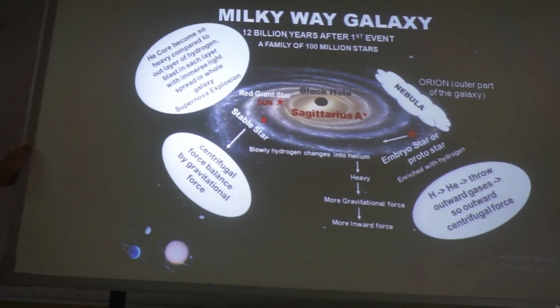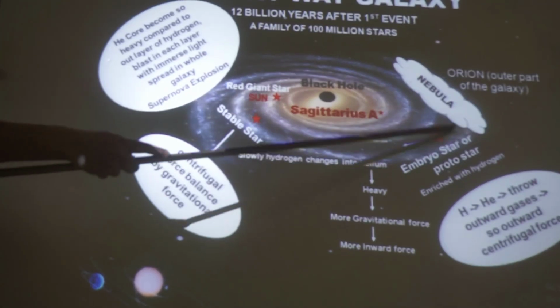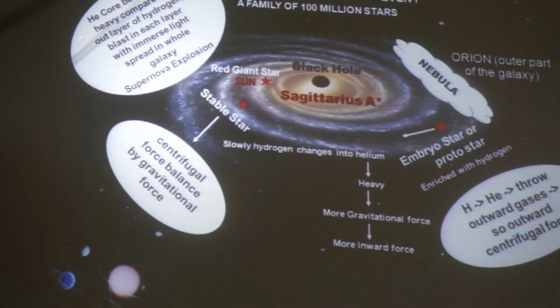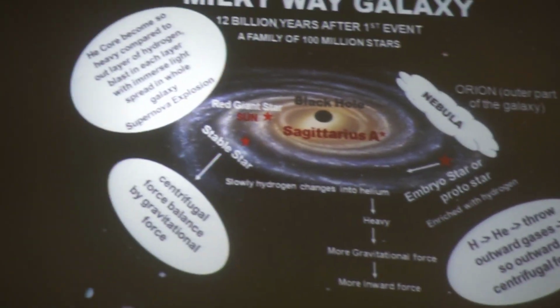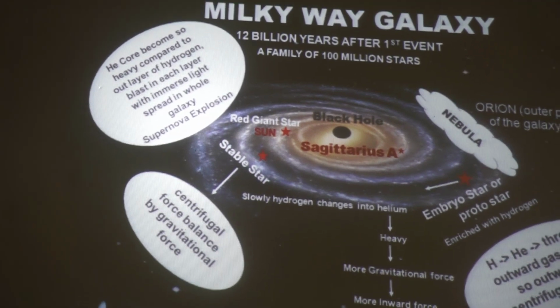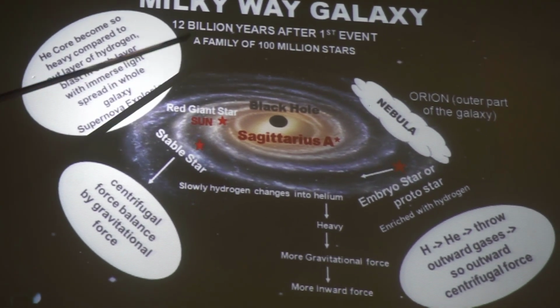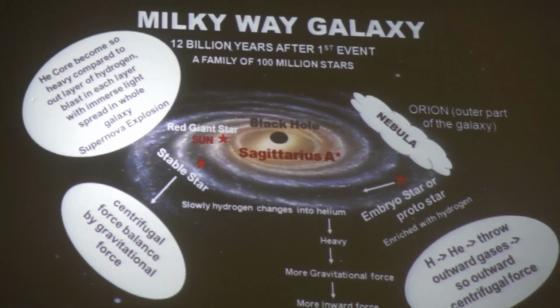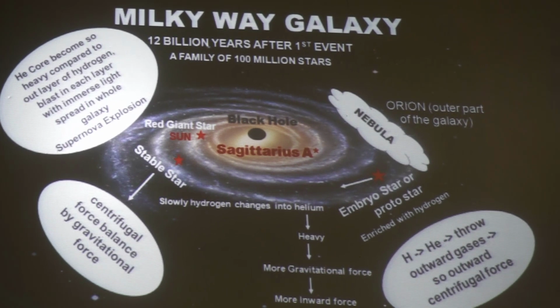So our sun, our solar system, this is our galaxy. The galaxy was formed 12 billion years ago, and our solar system was formed 10.5 billion years ago. Galaxy is 12 billion and our solar system is 10.5 billion.